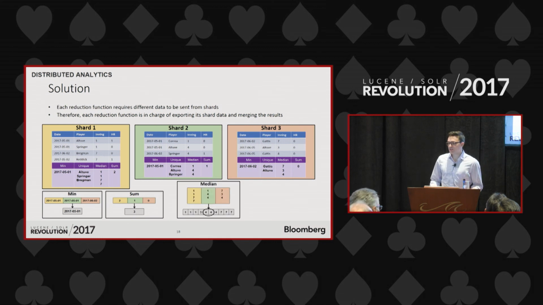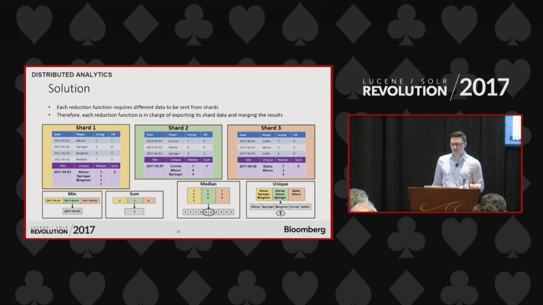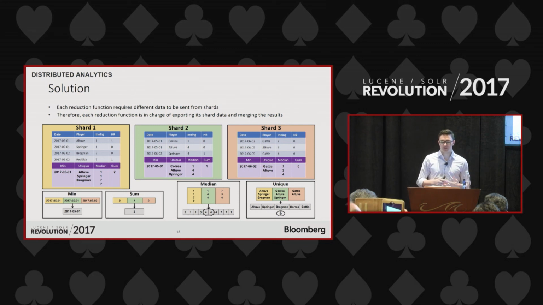Median gets a lot trickier. You need to send every piece of data from the shards to the originating shard, so you need to take all of the innings in each shard and combine them into an overall list, sort them, and then find the median at the end. And for the unique set, you need to send the unique set of players from each shard to create an overall unique set and find the count of it in the originating shard. So the way we did it, each reduction function is in charge of exporting the data from the shard as well as merging it together in the originating shard.